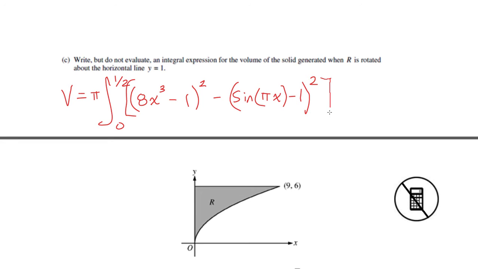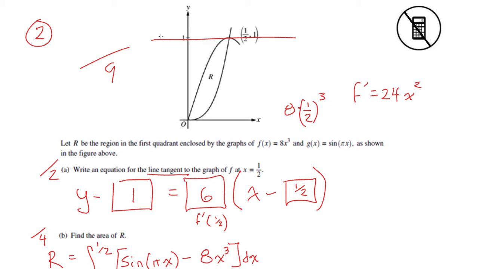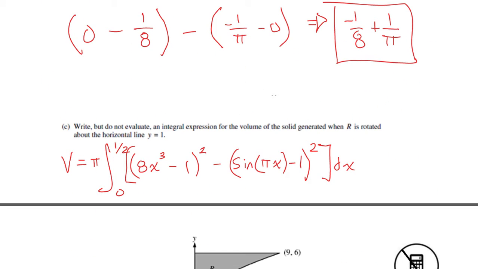Mr. Sindel, didn't you once again flip them, g of x minus f of x? So now we're flipping them because we're rotating around the line y equals 1. So the outside is still the bottom. Perfect. And that's all we do.